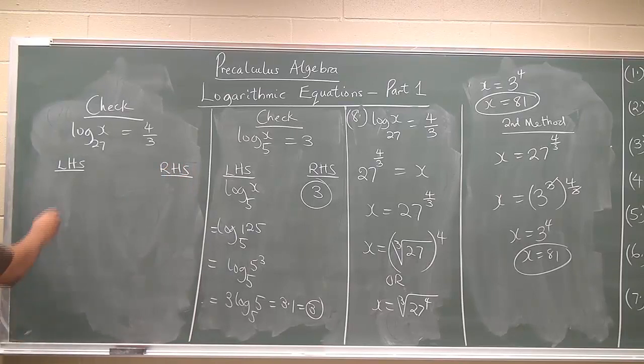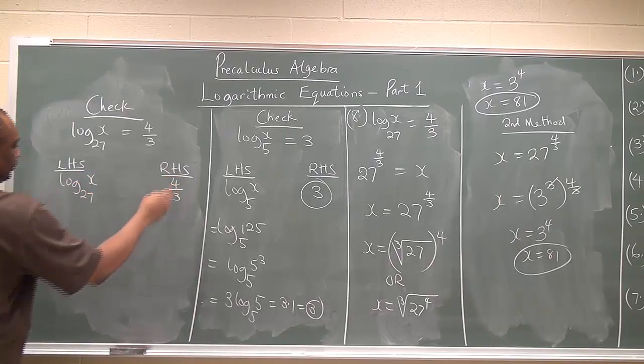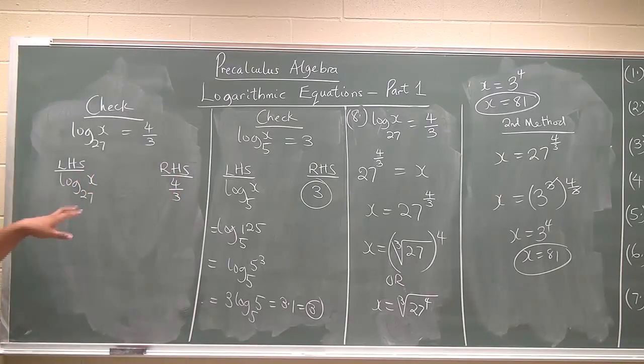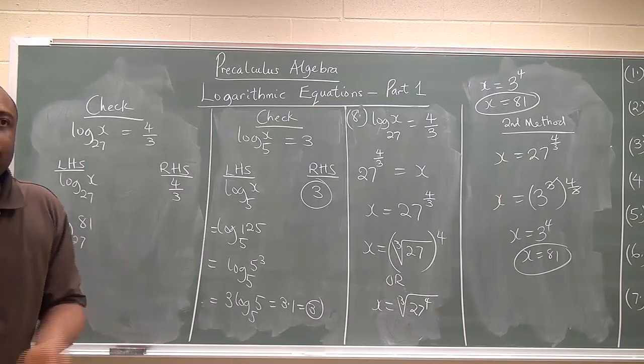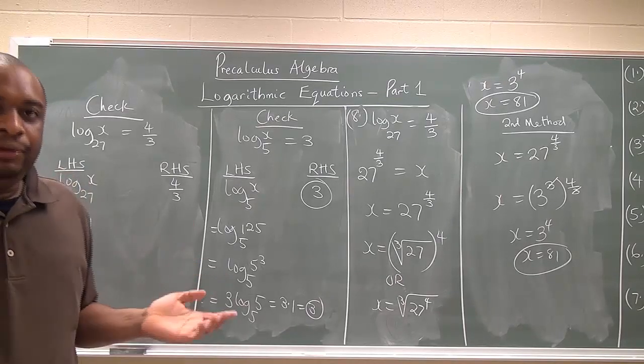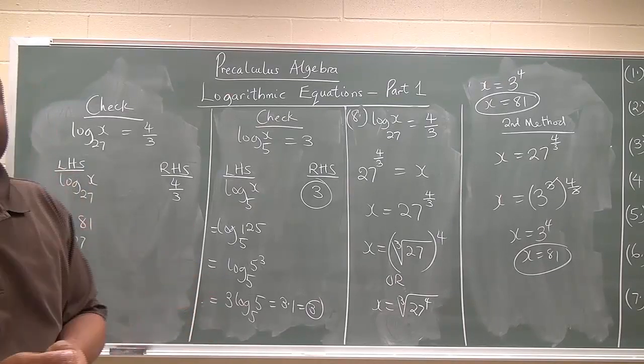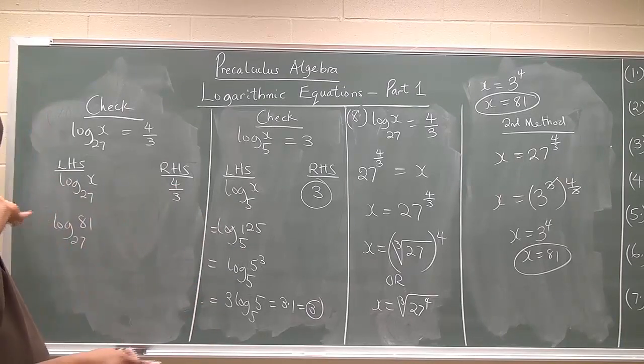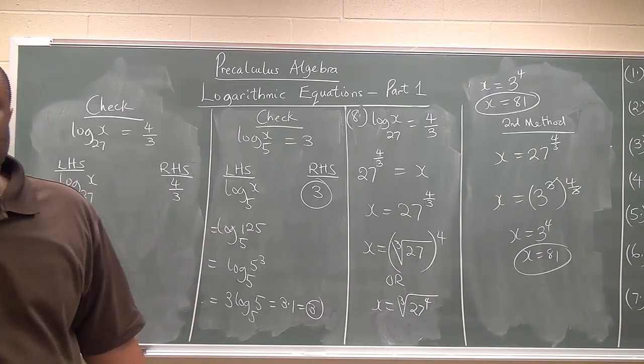Left hand side is what? Log x plus 27. Right hand side is 4 over 3. And we want to use the laws of logarithms to check this. Okay, so our x is what? 81. So this will be log 81 plus 27. Okay, you see this now. 27 squared is not going to give you 81. See? So how are you going to solve this log with laws of logarithms?